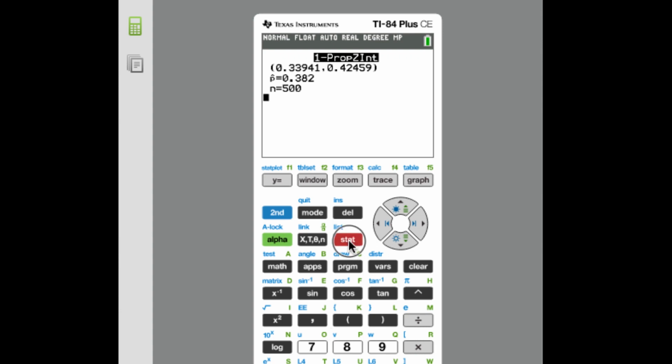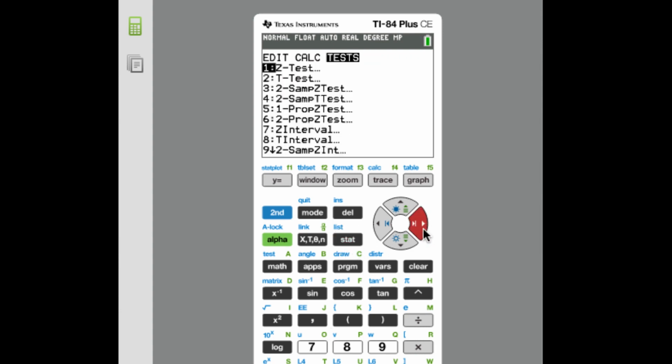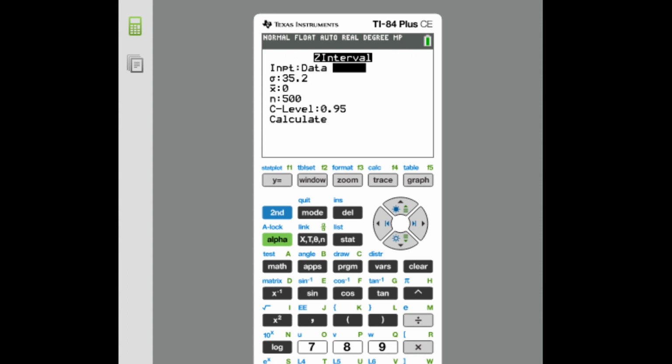You go to stat again, tests, but now you go to Z interval. Where is Z interval at? Number 7. So technically in the book, they're going to say, hey, sigma is known. And notice this. So you go to stats. It's in stats. Good. It doesn't have S. It has sigma. So they assume sigma is known. The population standard deviation is known.